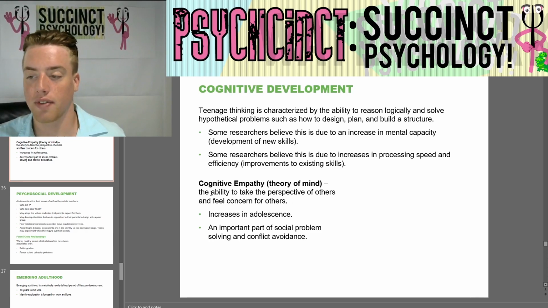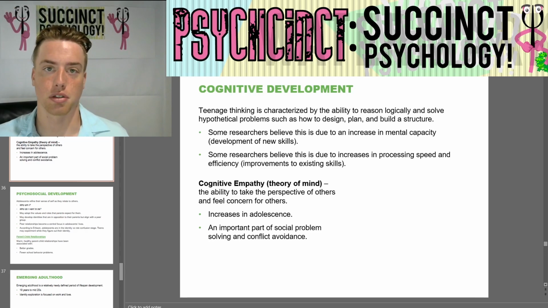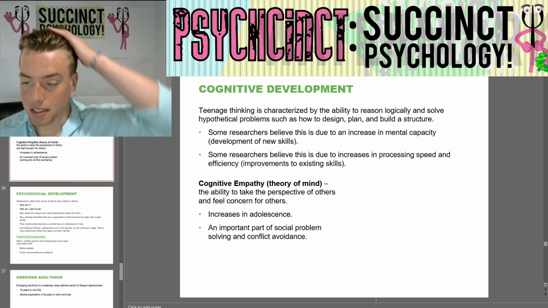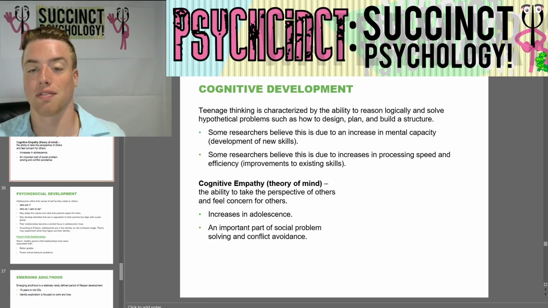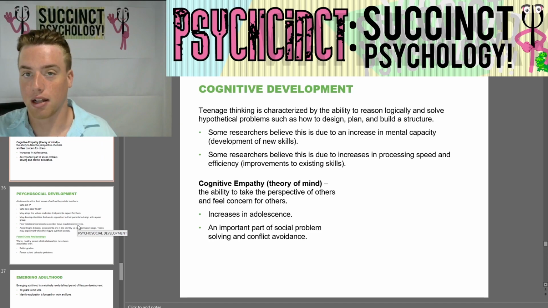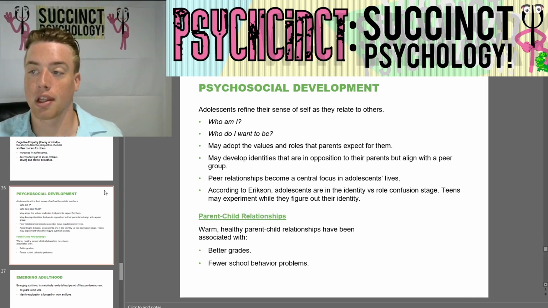So, cognitive empathy, or theory of mind, is the ability to take the perspective of others and feel concern for others, so putting yourself in somebody else's boots. It increases in adolescence and is an important part of social problem solving and conflict avoidance. If you can visualize yourself as somebody else and their point of view, you're more likely to avoid getting into conflict because you can understand their point of view.